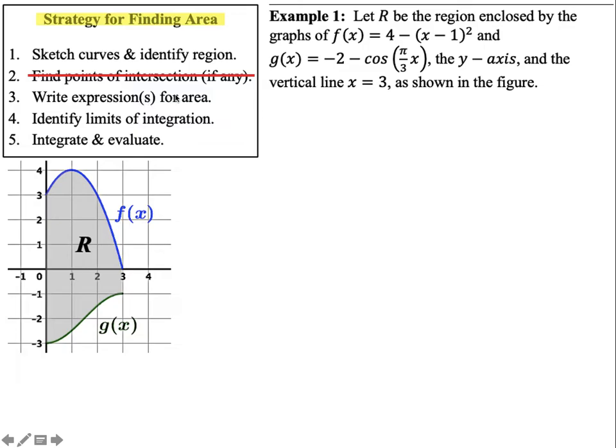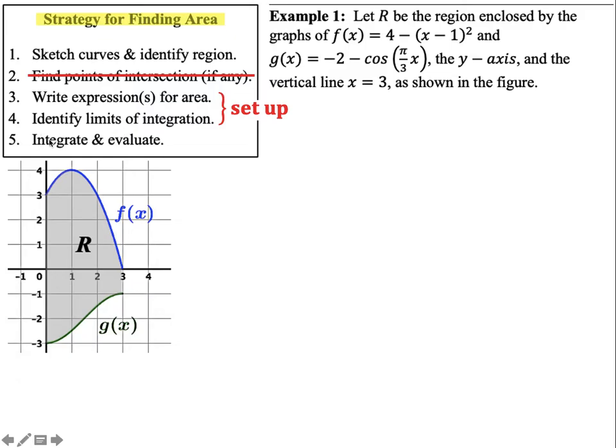Step 3, writing an expression for the area. That's our f of x minus our g of x. And then identifying the limits of integration, step 4, like for this one would be 0 to 3. That's just going to set up our upper and our lower bounds. Step 3 and 4 combined is what we call the setup. Okay, I'll talk more about the setup as we go through examples.